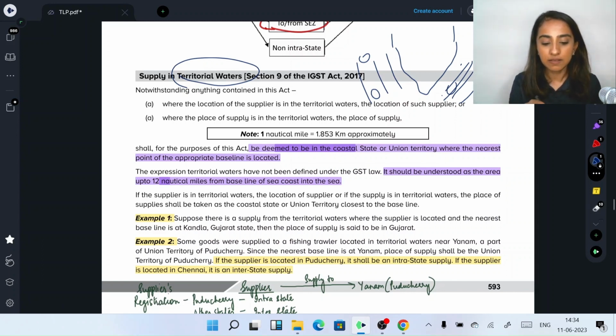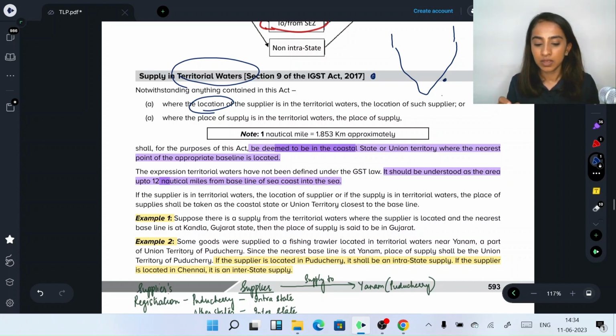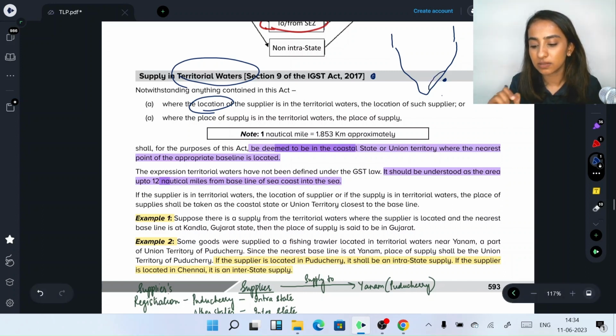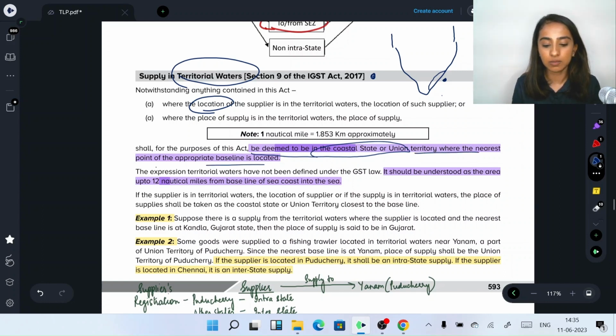Okay, so if the location of the supplier is in the territorial waters, let's say the location of the supplier is here, and the place of supply is in territorial waters, what will be the place of supply? See, this is not a part of India, right? Of course it's a part of India until 12 nautical miles, but which is the state that you're going to consider? So the closest coastal line will be the place of supply. So what are we saying here? The place of supply will be deemed to be the coastal state or union territory where the nearest point of appropriate baseline is located.